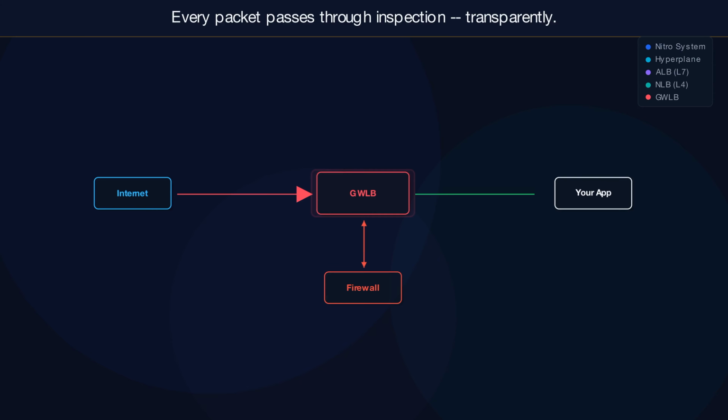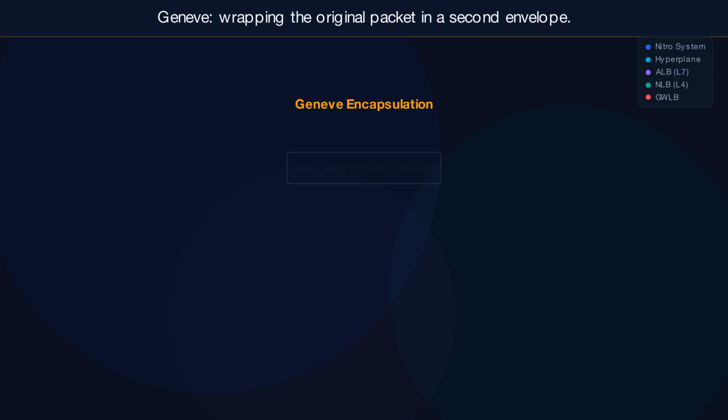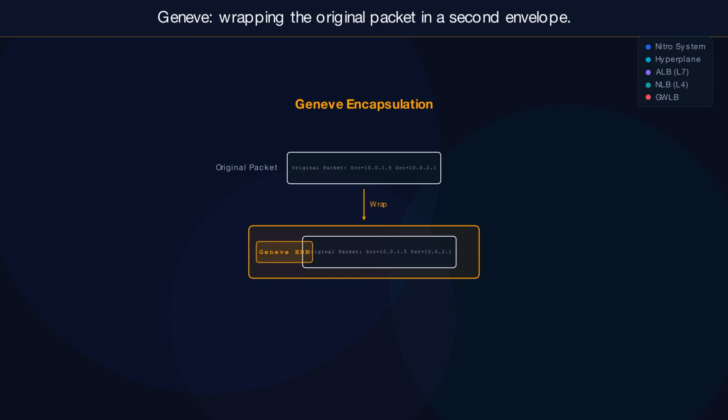Every car passes through without knowing it is being inspected. GWLB sits transparently in the traffic path, sending every packet through a fleet of security appliances like firewalls from Palo Alto or Checkpoint. Here is how GWLB achieves transparency. It uses Geneve encapsulation, wrapping the original packet inside a new one, like putting a letter inside a second envelope.